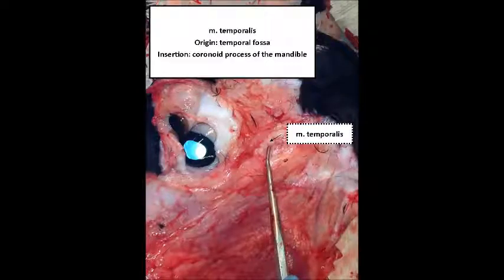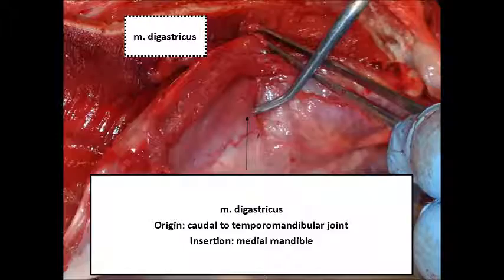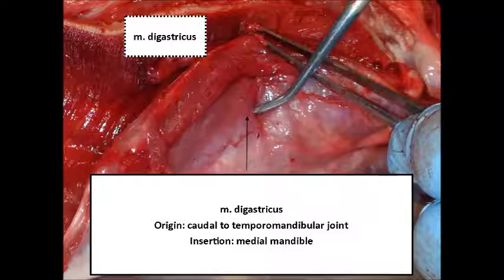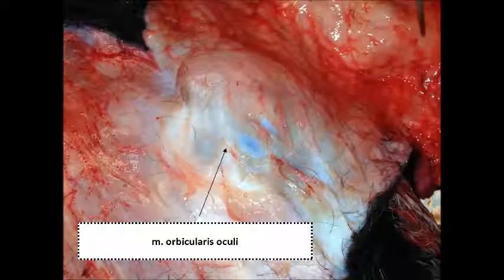The temporalis muscle originates in the temporal fossa and inserts in the coronoid process of the mandible. The digastricus originates caudal to the temporomandibular joint and inserts in the medial mandible. The second category is muscles used for facial expression.